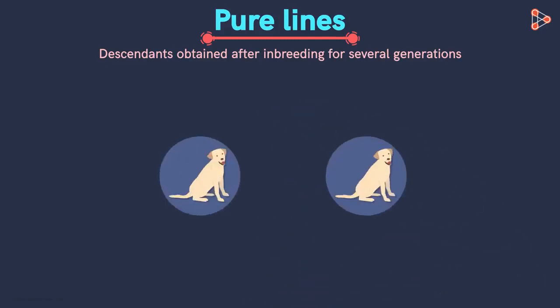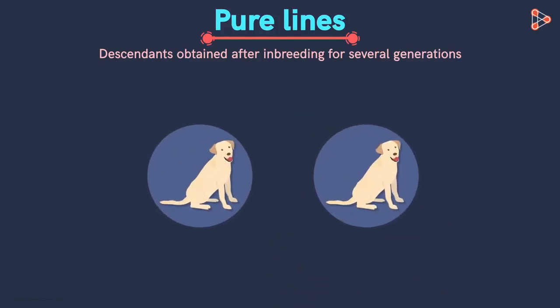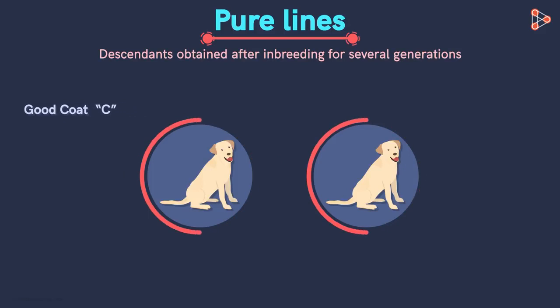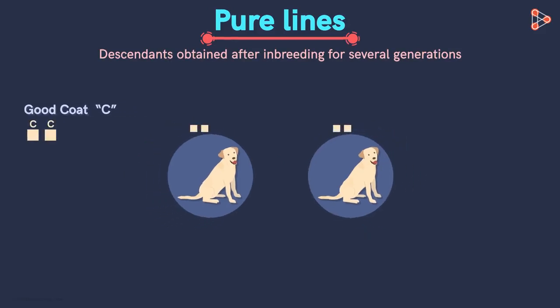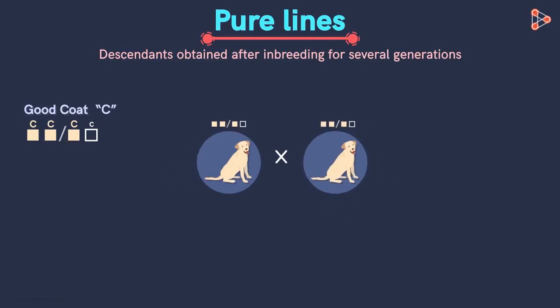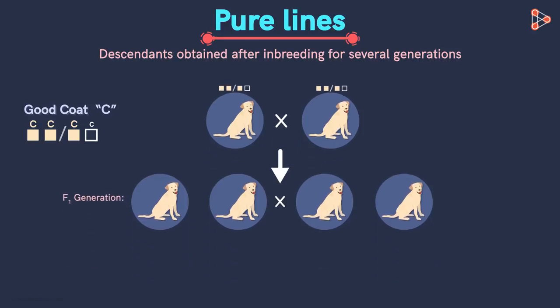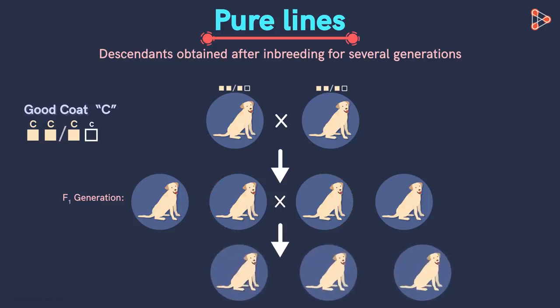Let's say we have this particular breed of dogs. Both these have genes for a good coat on their skin, say C. So, both these dogs may have the genes CC, both in uppercase, or Cc, that is, one in upper and the other in lowercase. On crossing these two dogs, we get these offsprings. Clearly, the genes are passed to this generation. Now, on crossing any of the two dogs from this same progeny, we get these offsprings.